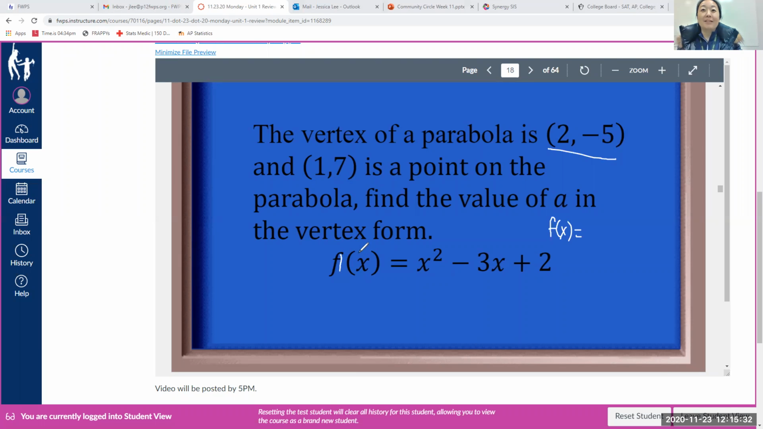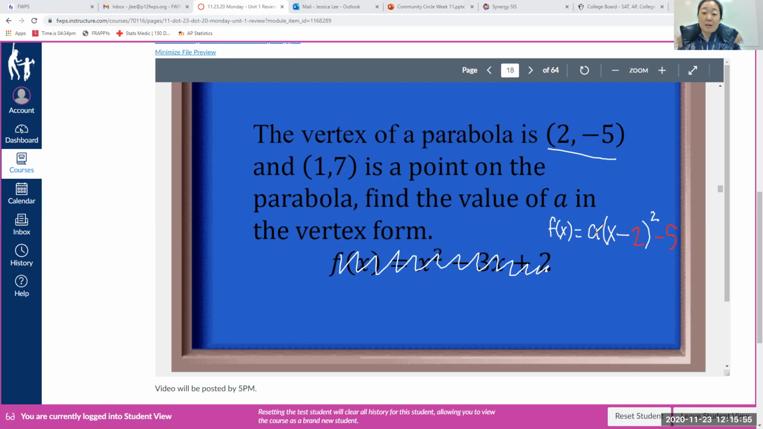Let's pretend this is not there. We don't know about this. I don't even know if this is the same thing, so we're just going to go with that. So the vertex is right here, (2, 5). We don't know what a is, but we know this is going to be a times (x minus 2) squared minus 5. I like to set it up like that. And we're going to put in our point, which is (1, 7).